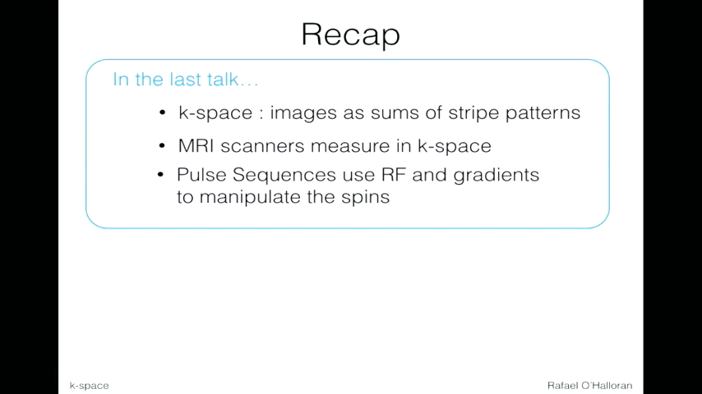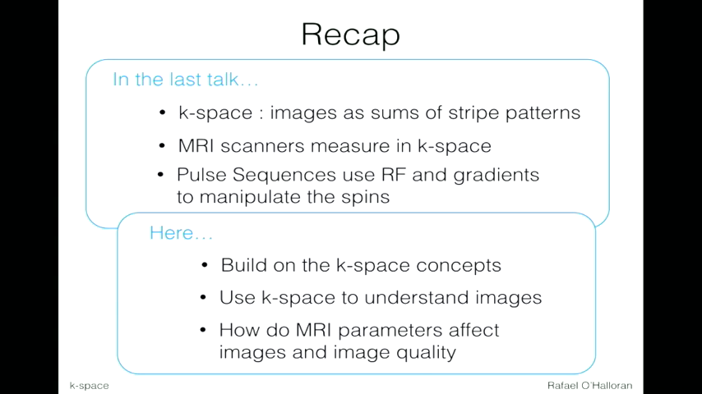And so the pulse sequences use RF and gradients to manipulate the spins in order to figure out the combination of the stripe patterns you need to make the image that you are interested in. So here we'll build on that and use K-space to understand the way MRI images are formed and look, and how a couple of parameters will affect images and image quality. And by quality, we usually mean SNR. So that's what we'll focus on.